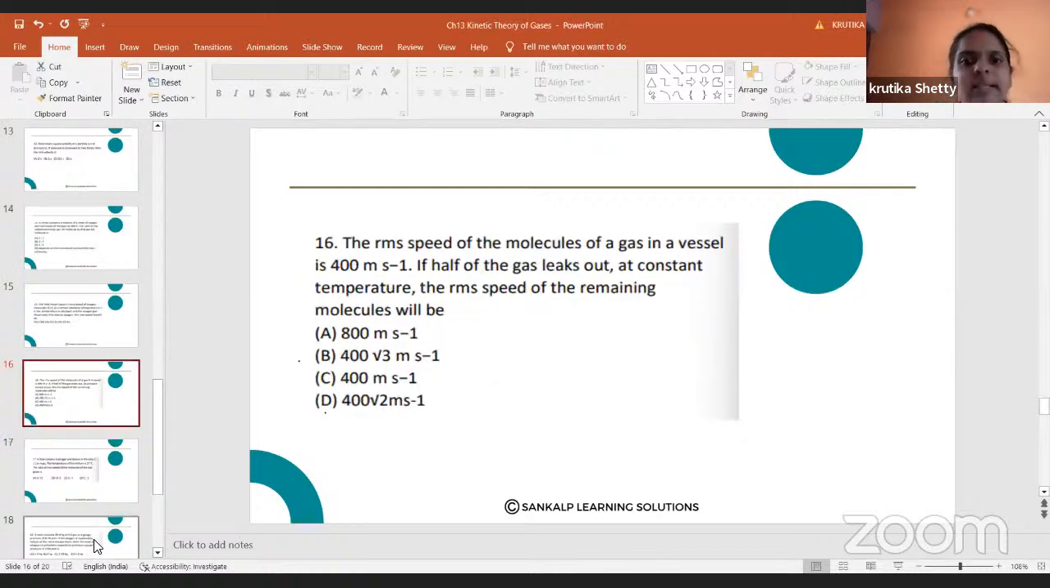Okay, see the question. The RMS speed of the molecules of a gas in a vessel is 400. Its speed is 400 meters per second. If half of the gas leaks out, so when the gas is full, the velocity or the speed is 400. When the gas leaks at constant temperature, what happens to your RMS velocity? So let us see. The options are 800, 400 root 3, 400, or 400 root 2. So the given is what? That is VRMS is equal to 400 meters per second.